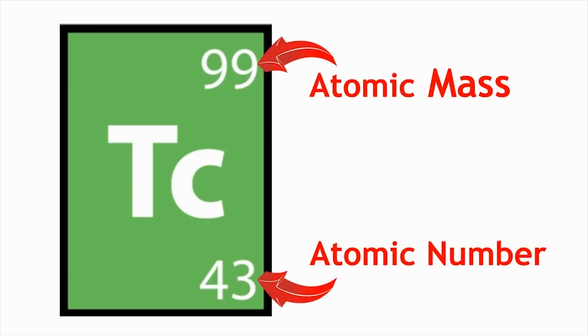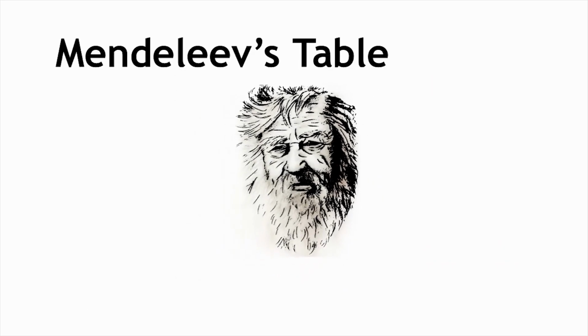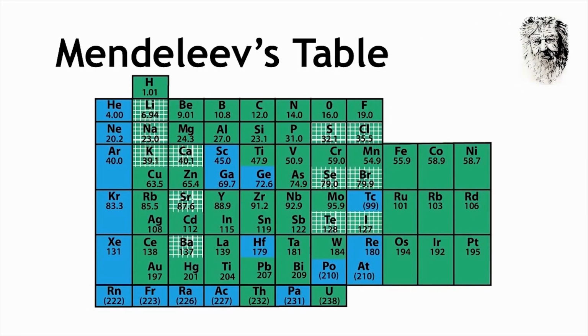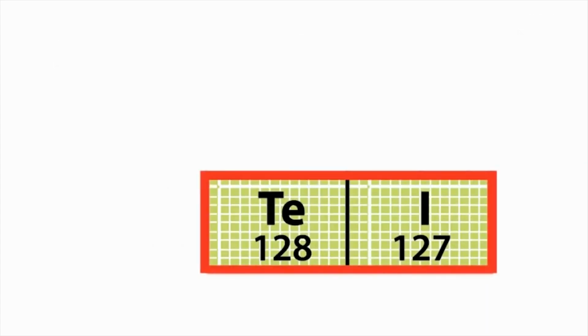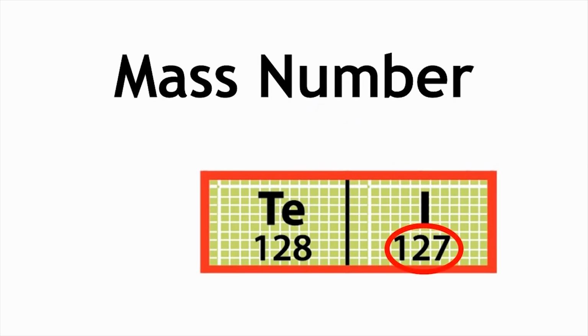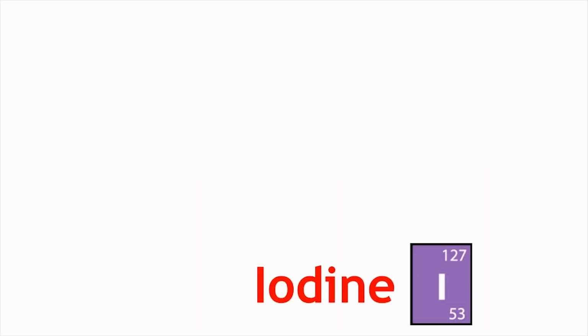Arranging the elements in order of the atomic number, iodine, which has a mass of 127, should be put before tellurium, which has a mass of 128. Why? Because iodine has a smaller mass than tellurium. But Mendeleev noticed that iodine had similar properties to fluorine, chlorine, and bromine. So, he broke his own rule and put iodine within this column.